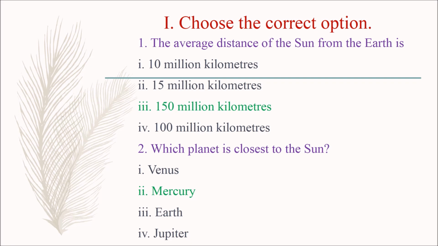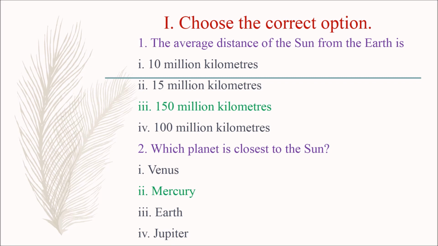Now we are going to revise the book back questions with answers. Roman letter 1. Choose the correct option. Question number 1. The average distance of the sun from the earth is option number 1 10 million kilometers, option number 2 15 million kilometers, option number 3 150 million kilometers, option number 4 100 million kilometers. So the answer is option number 3 150 million kilometers.